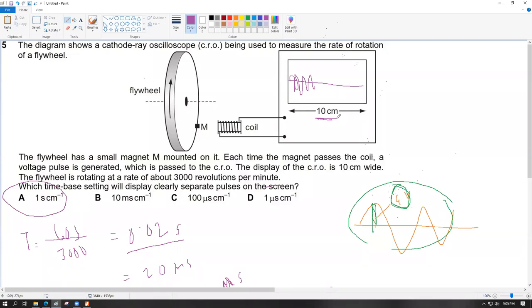So, let's go for the second option. Use the same idea. Now, we have 10 millisecond per centimeter. For 10 millisecond per centimeter, this entire graph is going to give us a total of 100 milliseconds because we have a space of 10 centimeters over here. Each centimeter gives you 10 milliseconds, so 10 centimeters gives you a total of 100 milliseconds of time representable on this screen.